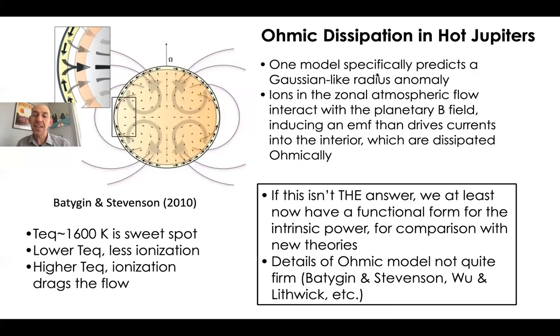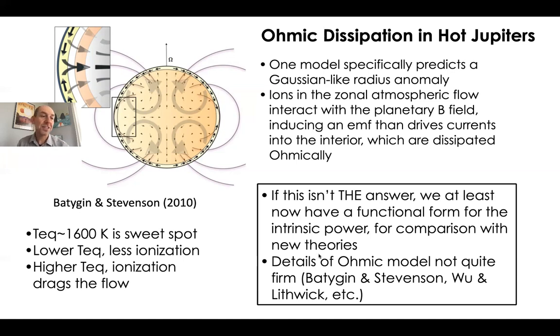So I would say that if this isn't the answer, if ohmic dissipation isn't right, if it might be correct. If it isn't the answer, we at least now have a functional form that allows us to understand the intrinsic power for comparison with new theories.